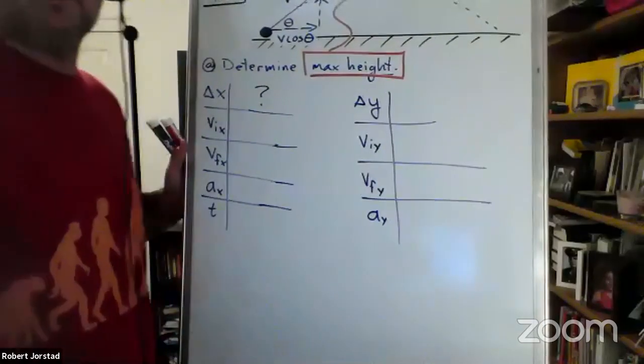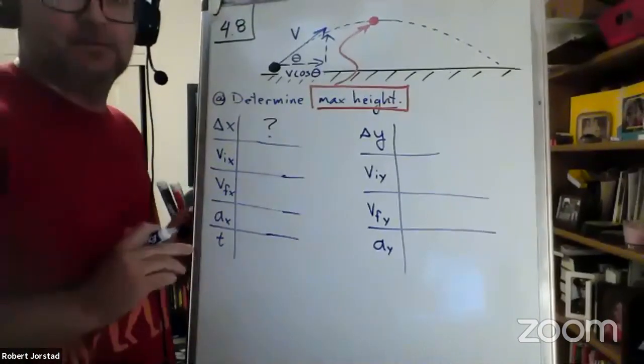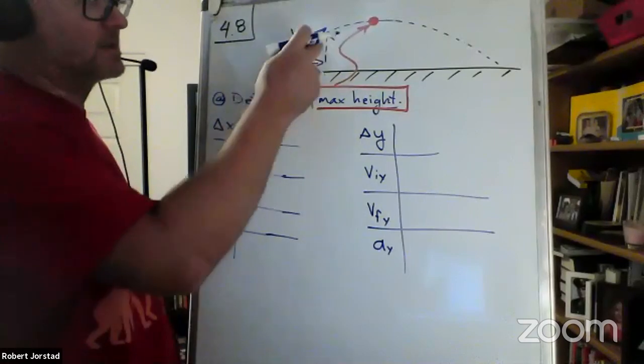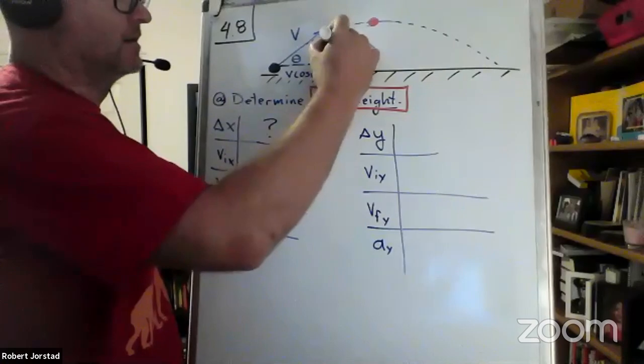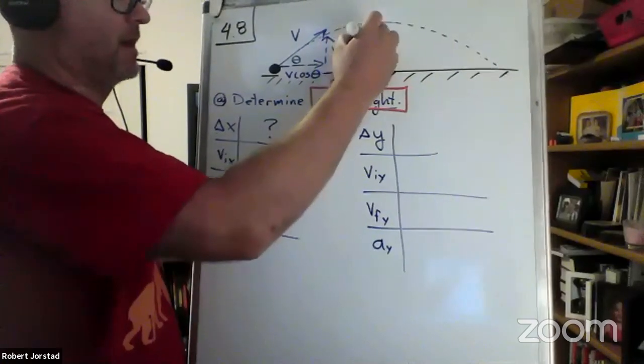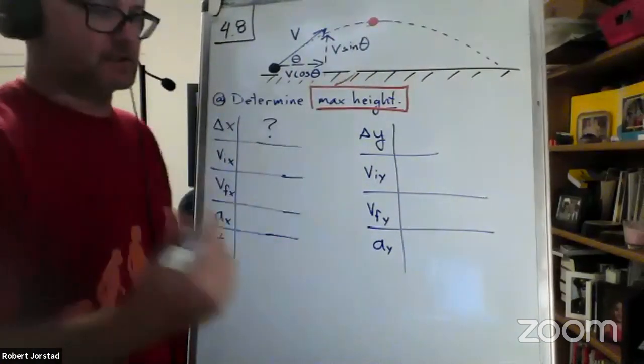We'll scoot up for a minute. Okay. So this side would be V cos. This side would be V sine. Well, I might as well grab that. Oh, go ahead. What were you going to say?